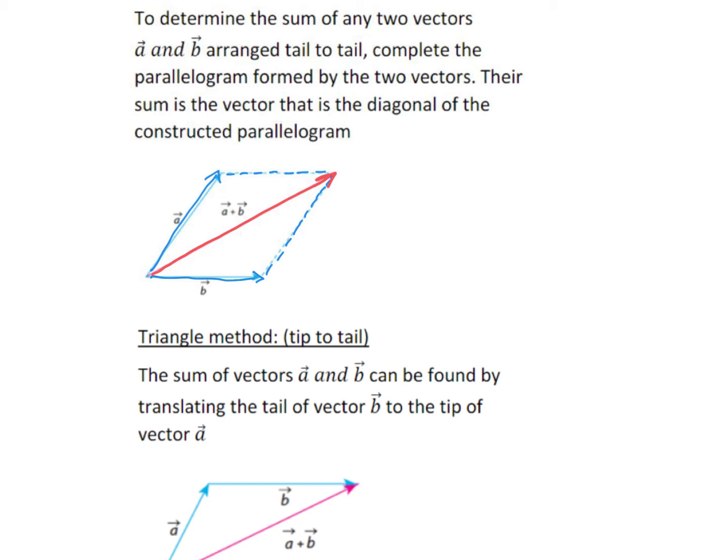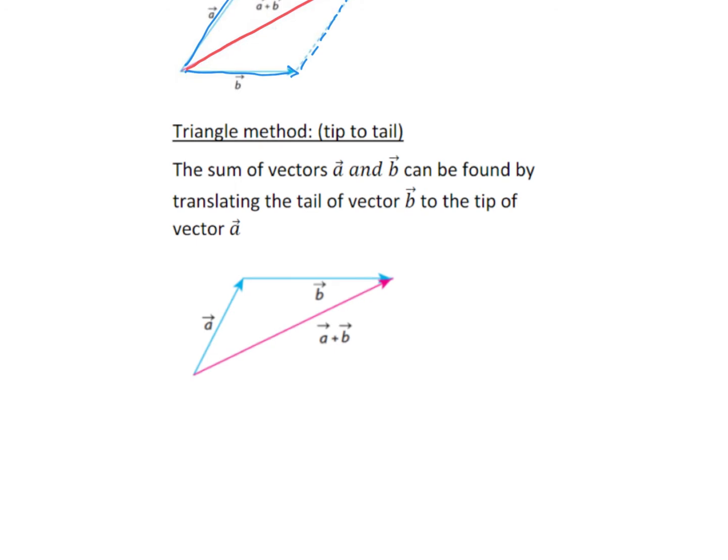The other way to do it is the triangle method, which is tip to tail, which is generally the way I like to do it. So what we do is we do vector A, and then we add the vector B immediately after it. So we put the tail of B at the tip of A. It's kind of like walking around a field, as opposed to going diagonally across the field. So if I were walking around the field, so A plus B, I would end up at the same spot as if I walked diagonally across the field. So A plus B is the resultant.